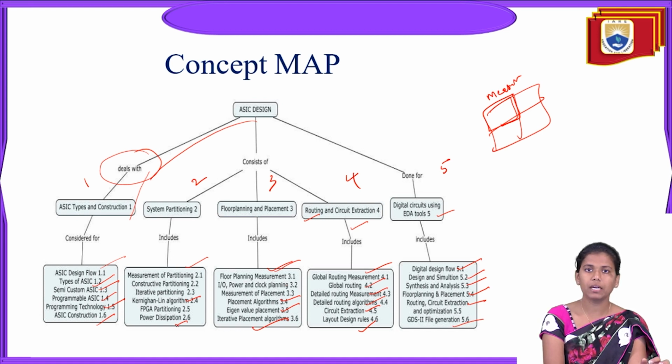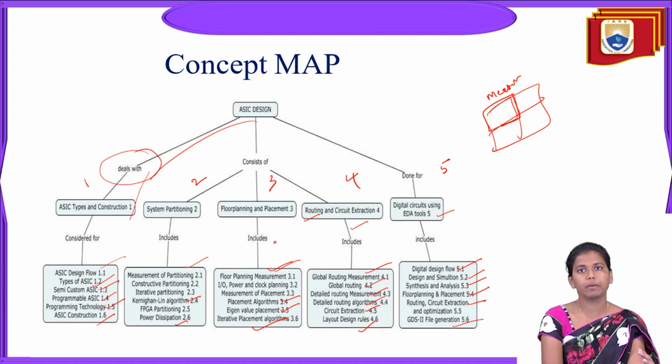This system partitioning includes the measurements of the floor planning, and measurements of the particular peripheral device that you are considering. In order to do this, I have to go with an algorithm. What sort of algorithm will help me incorporate in order to get a proper output? All these things I have to be aware of, and this is all done in the second step, system partitioning.